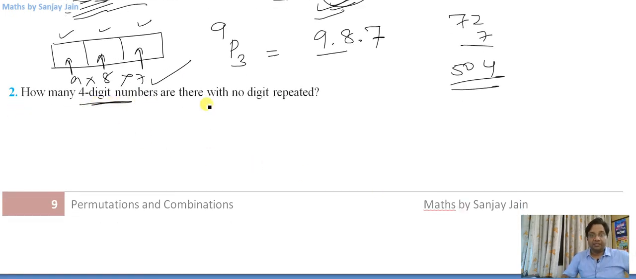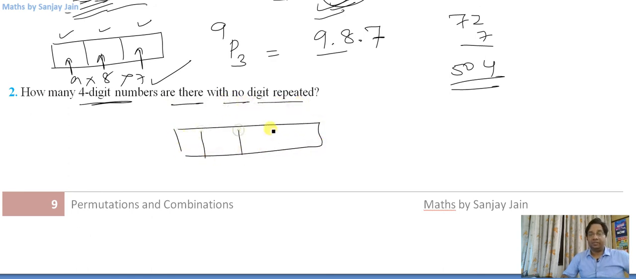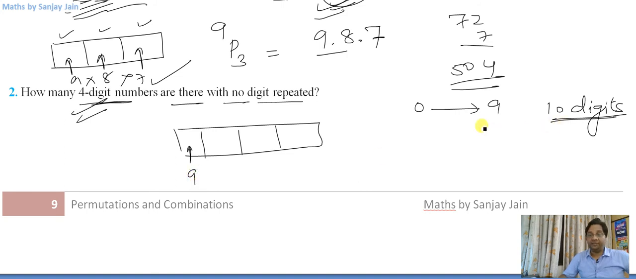How many 4-digit numbers are there with no digit repeated? So when I say how many 4-digit numbers are there, I know the digits are from 0 to 9, right? So I've got only 10 digits out of which I form my numbers. So how many 4-digit numbers will be there? The first place I know can be filled in 9 ways. Why not 10? Because 0 cannot be there at the first place. So the first place can be filled in 9 ways.